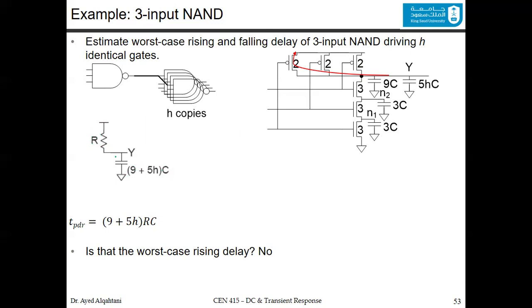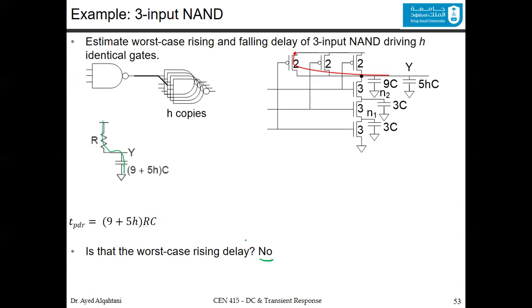So you would say, okay, that's a very simple path. It's only a single path going to the source, which is this one. This capacitance multiplied by this resistance, 9 plus 5H times RC. This we would say is the worst case propagation or rising propagation delay. Now, is that really the worst case? The answer indicated in the slide is no, it's not. Why is it not? You didn't consider every possible combination.